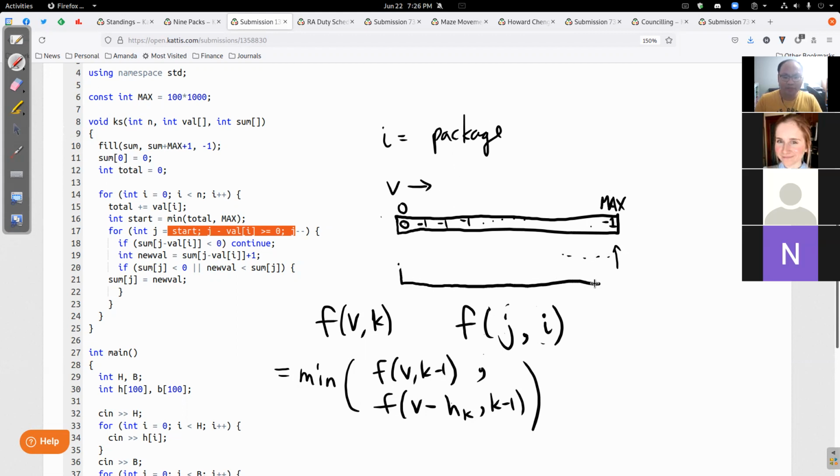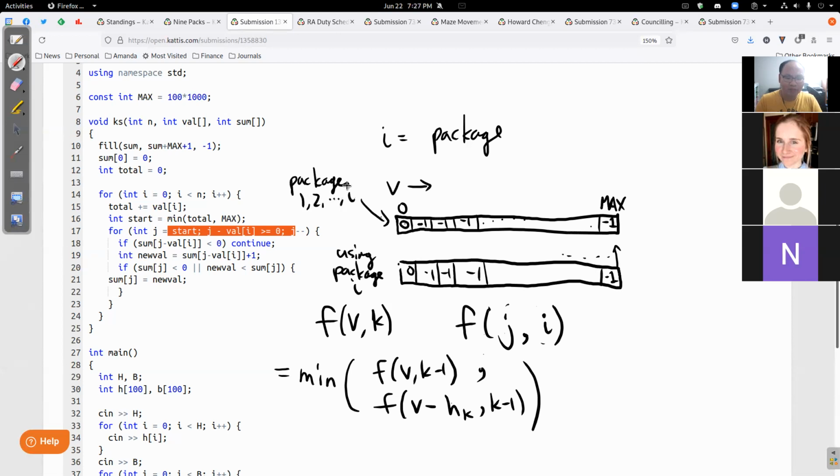I only have one array, but imagine that I have another copy here, and I want to update this array with one more package. Now I want to consider using package i. Before, I didn't have package i. Up to here, I have using packages 1 to i minus 1, and now I want to add one more package. So what do I do? Well, this is the formula.